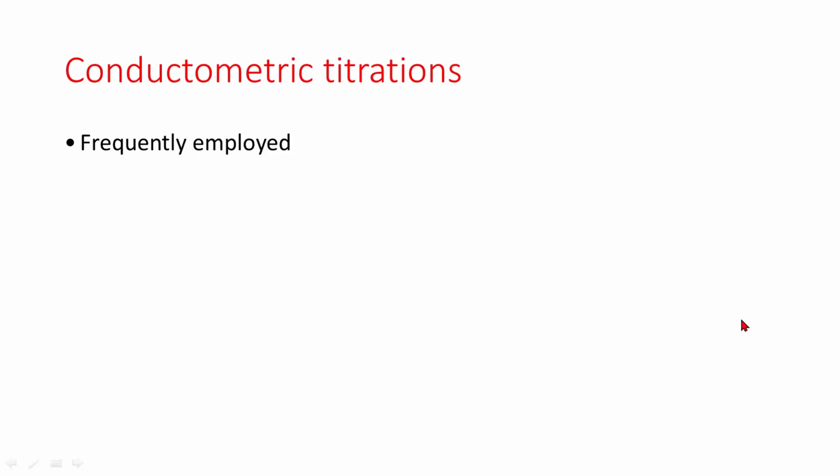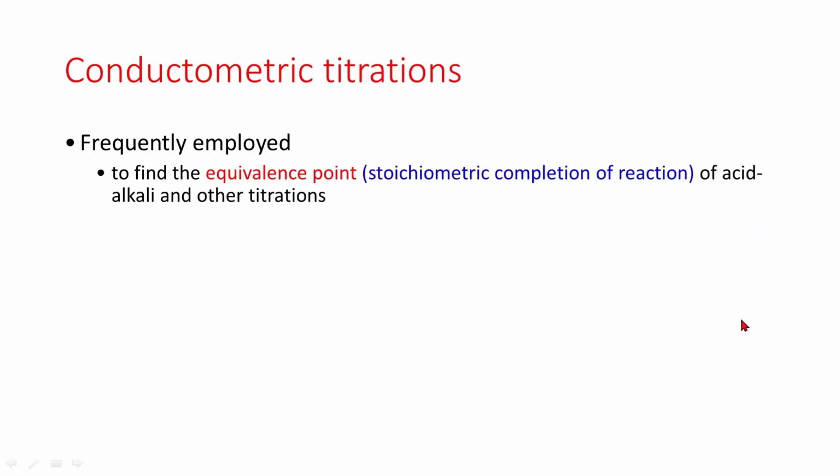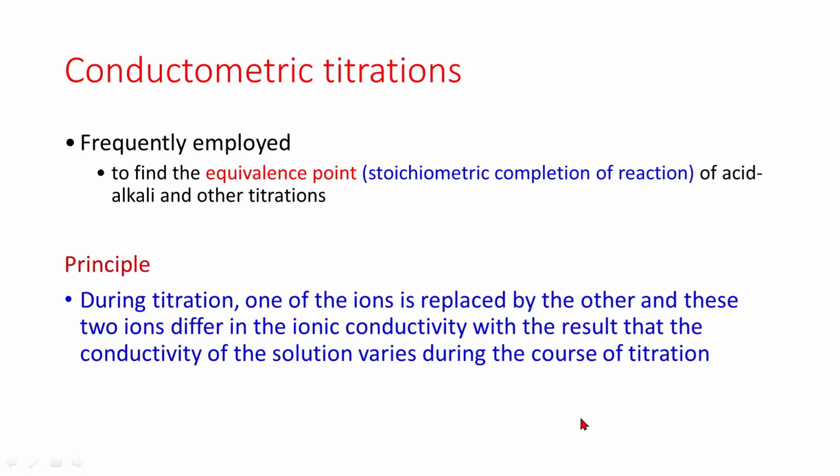Conductometric titrations are frequently employed to find the equivalence point. What is the equivalence point? That is the stoichiometric completion of the reaction of acid, alkali and other titrations. The principle is that during titration, one of the ions is replaced by another and these two ions differ in ionic conductivity, with the result that the conductivity of the solution varies during the course of titration.